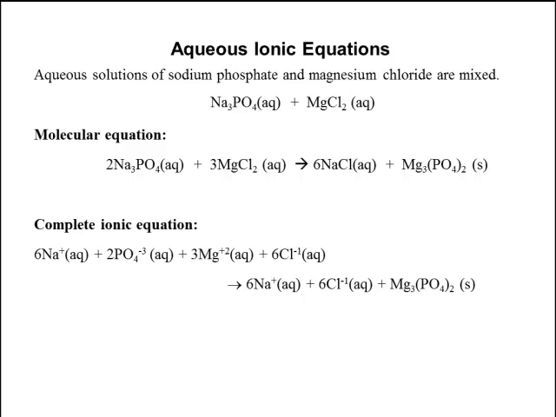All right, so I end up with 6 Na+, 2 PO4 3-, 3 Mg 2+, 6 chloride ions, and then on the product side I get 6 sodium ions, 6 chloride ions, and then I don't break up my magnesium phosphate. So now I want to remove spectator ions to get my net ionic equation, and there is my net ionic equation because the sodiums and the chlorides are going to cancel out. Again, it doesn't mean the sodium chlorides suddenly disappear. They're still present in solution. They just didn't take part in any sort of chemical reaction.